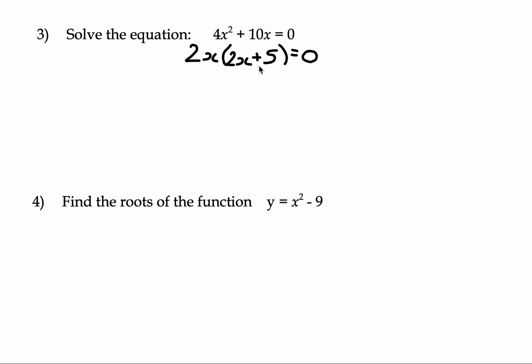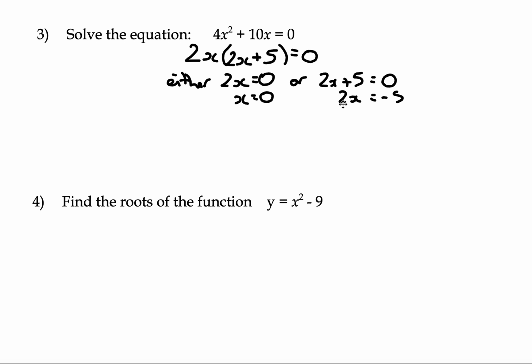Again, I can see 2x times 2x plus 5 multiplied together equals 0, so either the first number, which is 2x, has to be 0, or the second number, 2x plus 5, equals 0. Divide both sides by 2, we get x equals 0. And if we subtract 5 from both sides, we get 2x equals negative 5. Then divide by 2, and we don't actually have a whole number answer. x equals negative 5 over 2, or negative 2.5. And that's our answer.